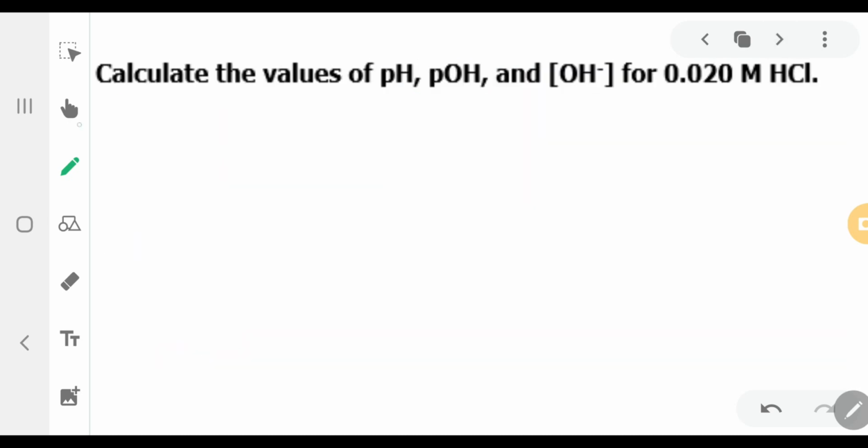Now, right here we have another example. So we need to do 3 things. We need to find pH, we need to find pOH, and then we need to find the concentration of OH minus for 0.020 molar HCl.